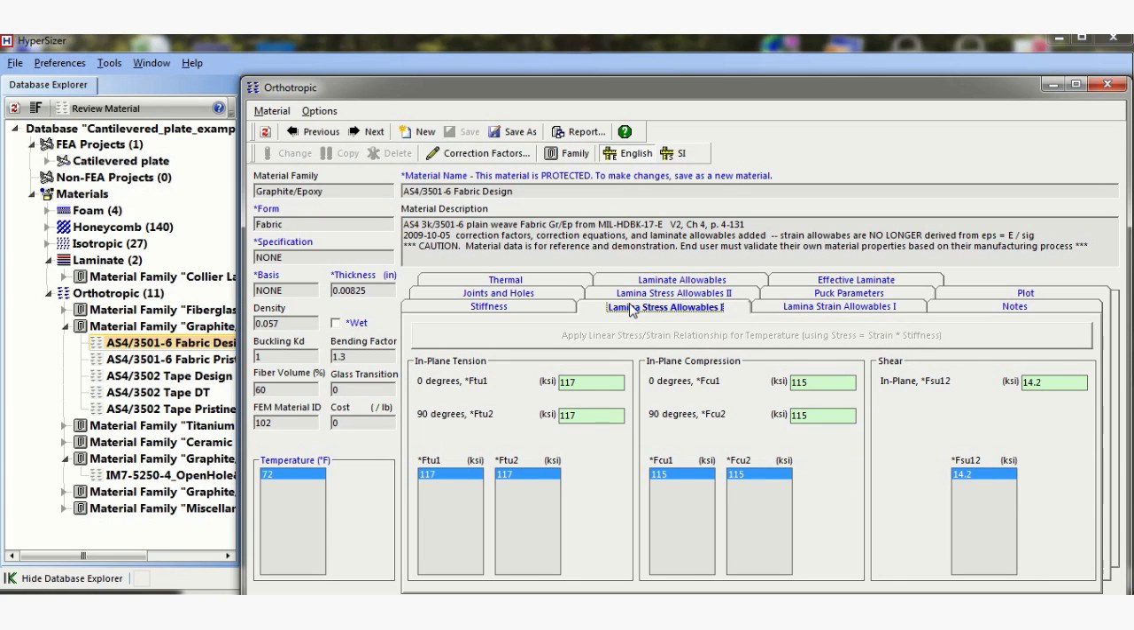We have stress allowables in KSI, and we have strain allowables. Now obviously these must coincide, and one thing that becomes very evident, and we'll show later, is that these allowables are pristine allowables. There's no correction factors, there's no damage. This is just plain fabric or tape or a hybrid, and we have some properties.